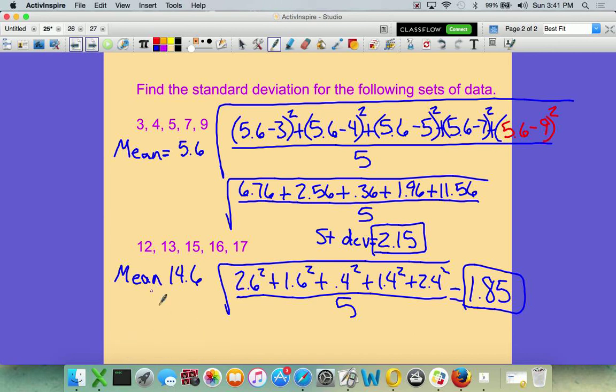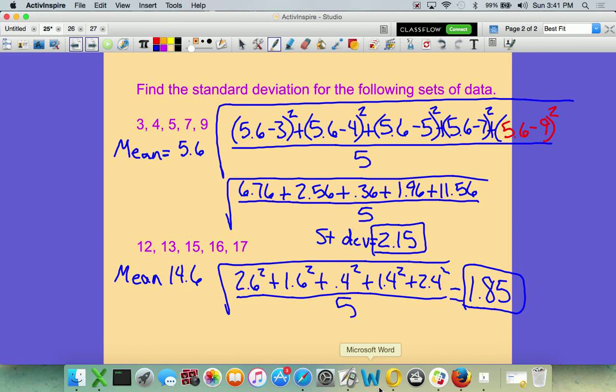Because 14.6, to get to our lowest, that's 2.6. Alright, well that's the same up here, 3 to 2.6. 17 to that would be 2.4. Well, the difference between these two is 3.4. So that tells you it's a little bit more spread out for the top one than it is the bottom one, and that's why this is a smaller number than the previous one.